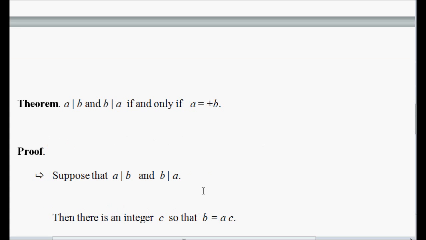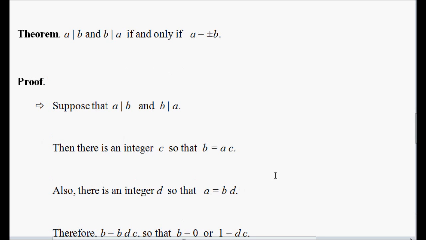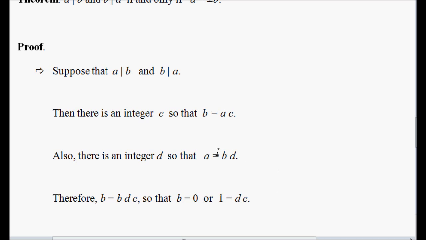Okay, this is an if and only if. So suppose that A divides B and B divides A. Well, if A divides B, then I can write B is equal to A times C for some integer C. Also, if B divides A, then there's some other integer D such that A is equal to B times D. So I can now substitute this A into here so that B is equal to B times D times C.